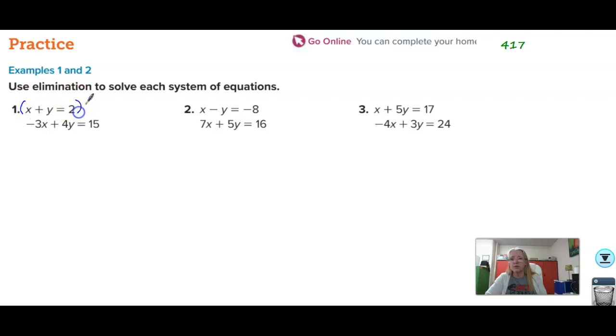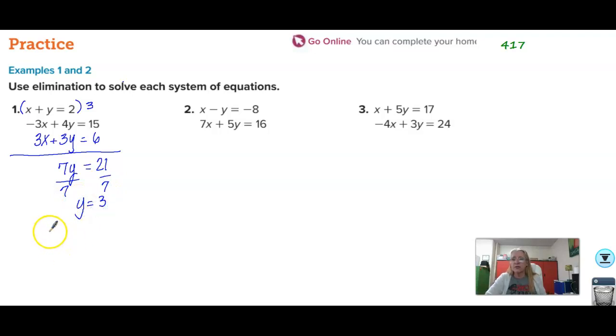If I multiply this equation by 3, then I have to multiply every single term by 3. So 3 times x gives me 3x. 3 times positive y is positive 3y. And 3 times 2 is positive 6. Now I can add these together. The x's will drop out. I get 7y here, and 15 plus 6 is 21. Then I divide both sides by 7, and I get y is 3.